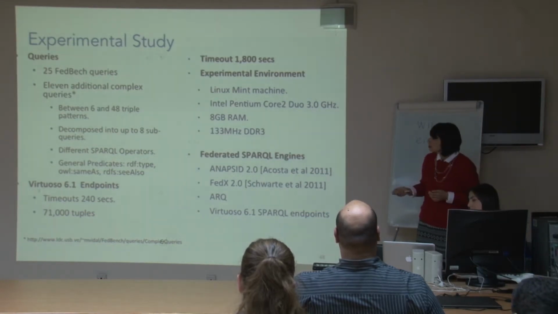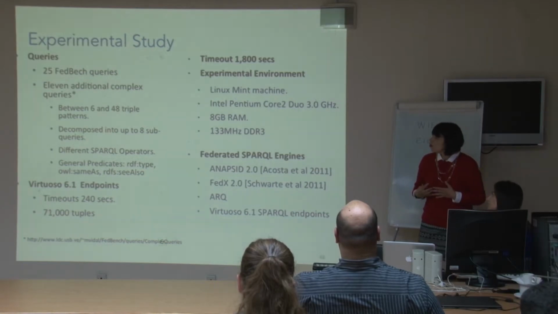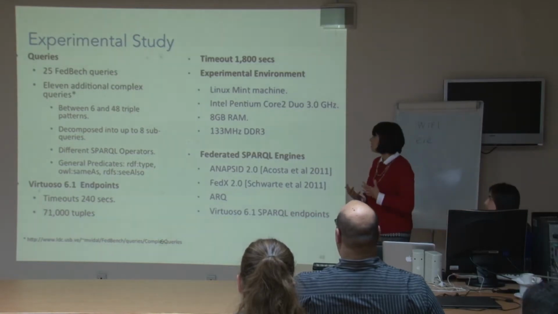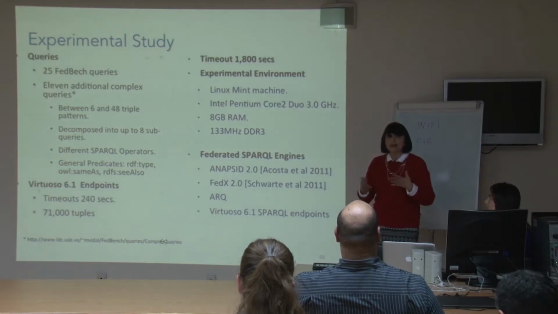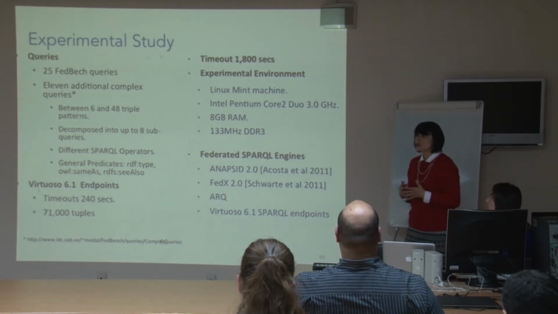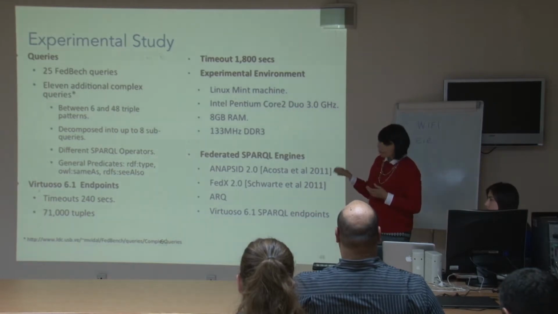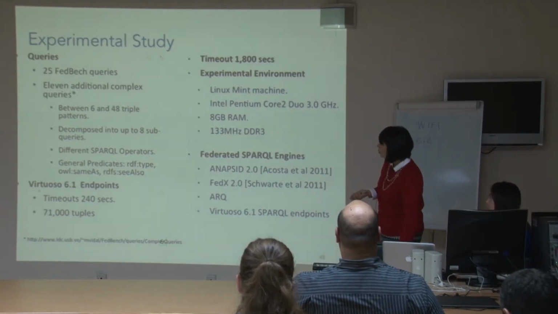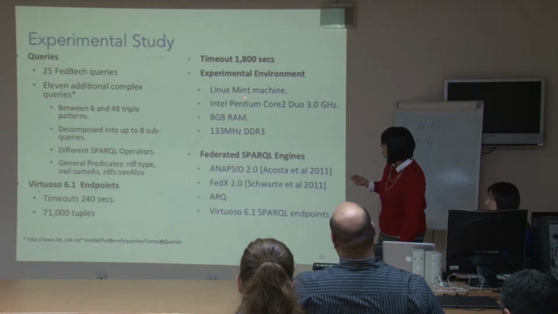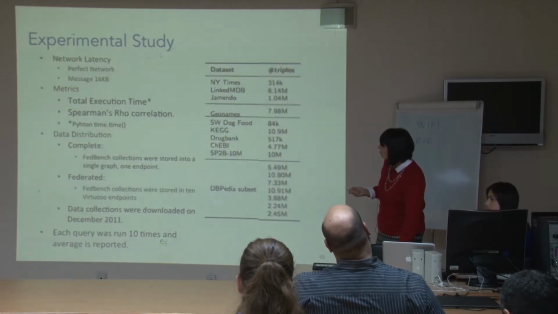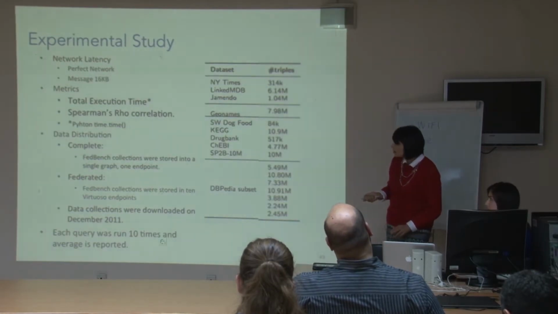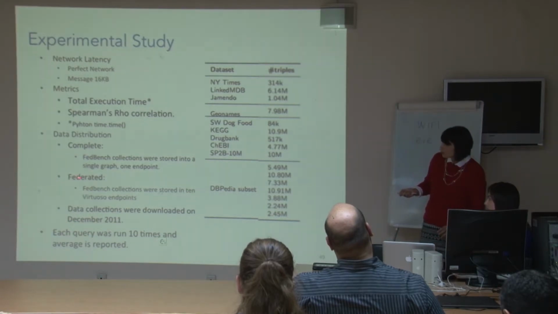Actually, it had more triple patterns, and we could also decompose these queries into subqueries that were star-shaped queries. So the shape of a query was completely different from the one in the benchmark. Also, we set up 10 endpoints, and we call this the federated federation.